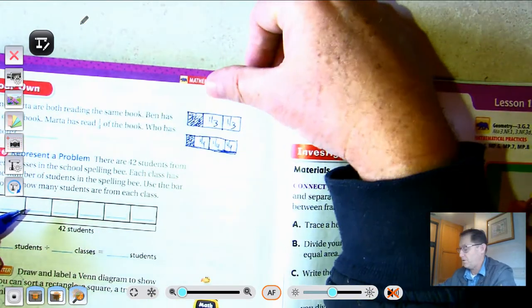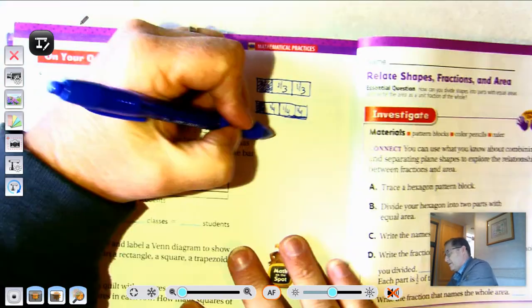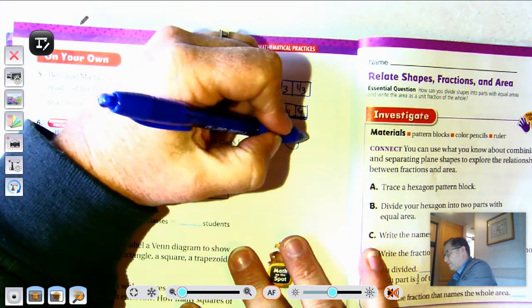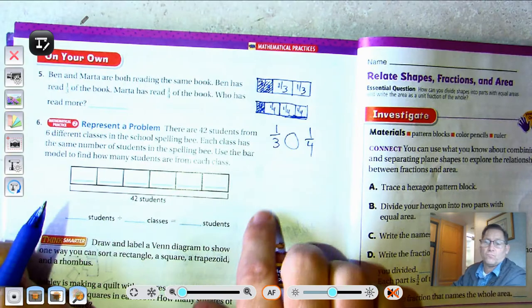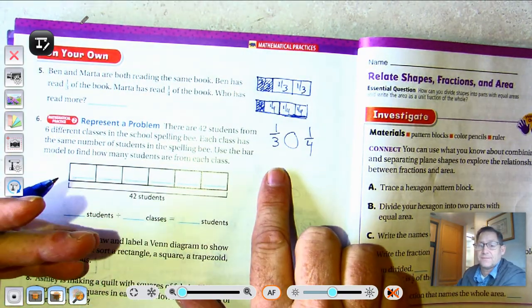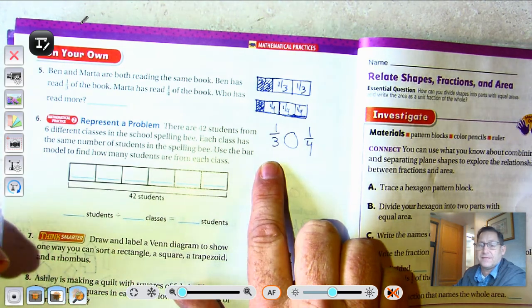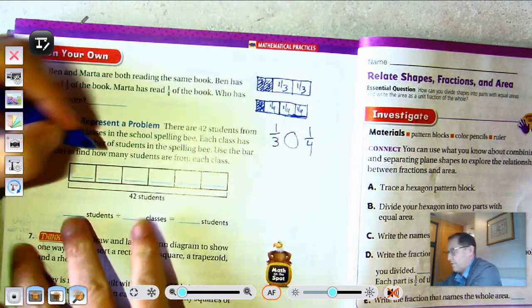If we shade 1/3 and 1/4, we see that 1/3 is greater. Also, we've learned that when we compare fractions with the same numerators, the denominator with the smaller number is the larger fraction. So Ben has read more.